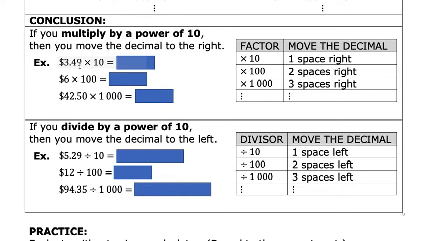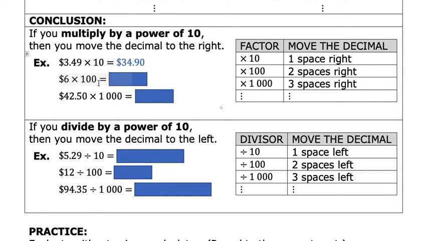So $3.49 times 10, without a calculator, we can just move the decimal space one to the right. And that ends up being 34.9, which we write as $34.90 when we're talking about money, because the nearest cent is in the hundredths place, 2 decimal places.